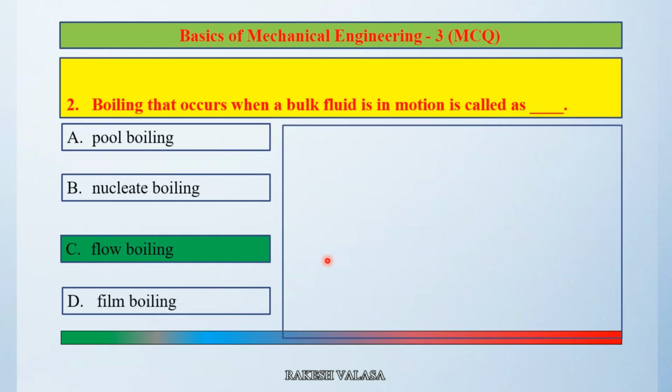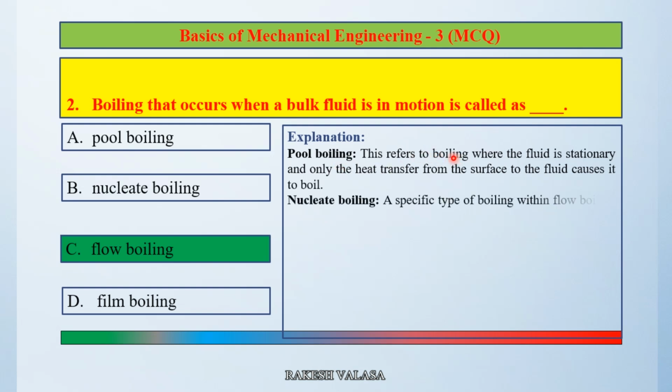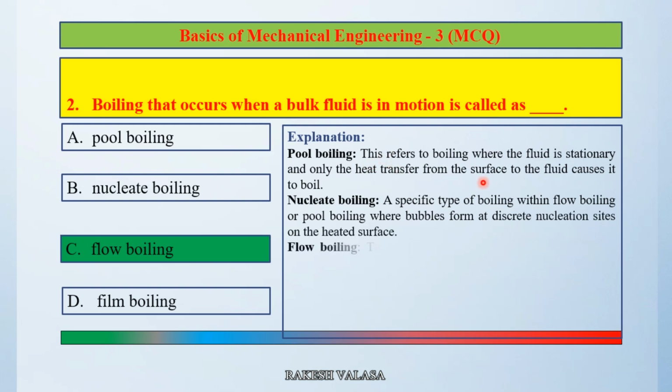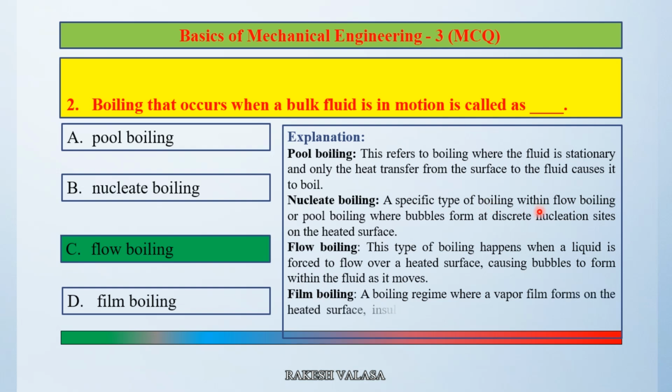Let us see the explanation. Let us see the meaning of these four terms. First one, pool boiling. This refers to boiling where the fluid is stationary and only the heat transfer from the surface to the fluid causes it to boil. Second one, nucleate boiling. This means a specific type of boiling within flow boiling or pool boiling where bubbles form at discrete nucleation sites on the heated surface.